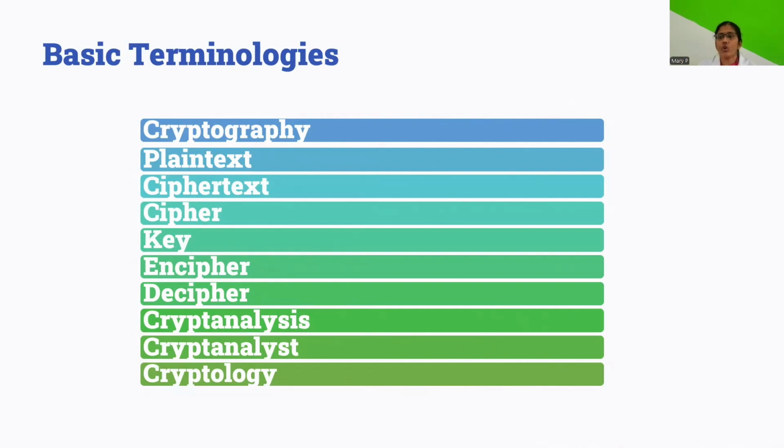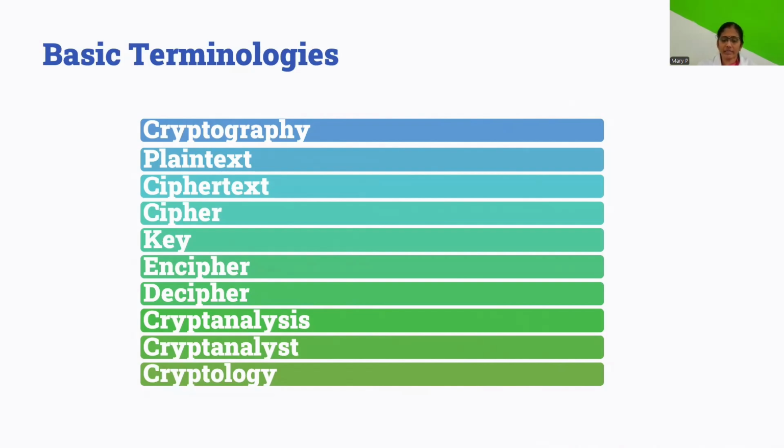What do you mean by plain text? The original message is called plain text, or readable message. Then ciphertext: that is a scrambled message, or unintelligible message, or unreadable message. What do you mean by cipher? Cipher is an algorithm for transforming your plain text message into one that is unintelligible. So how do you do that transformation? We do the transformation using either substitution techniques or transposition techniques. Using any one of these techniques, we convert the plain text into ciphertext. So that algorithm is called a cipher.